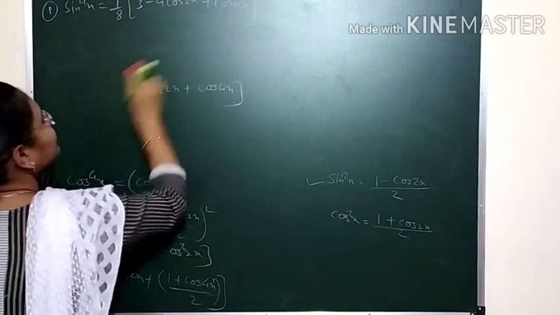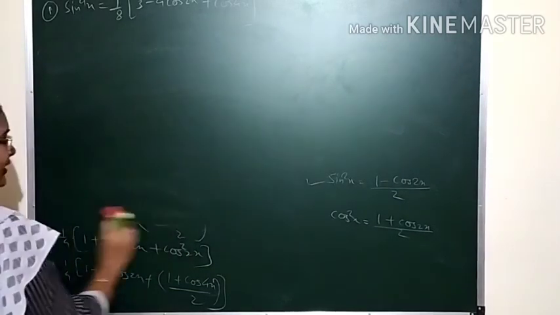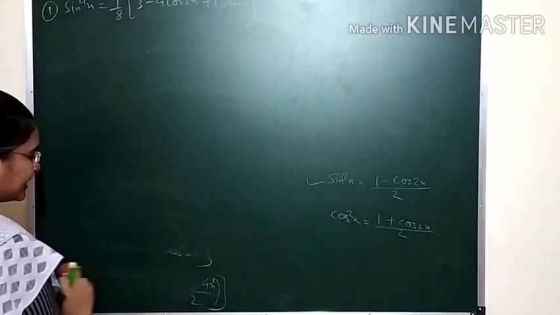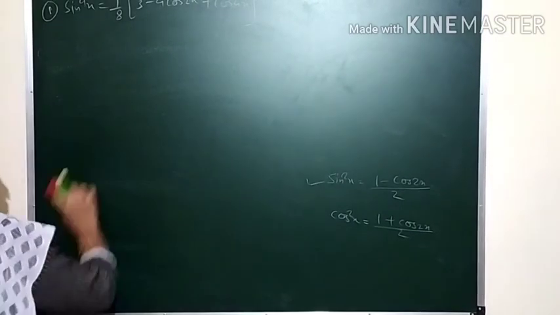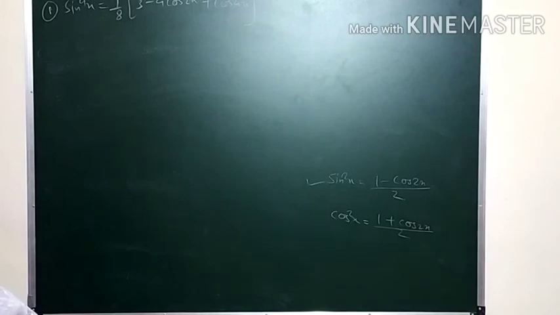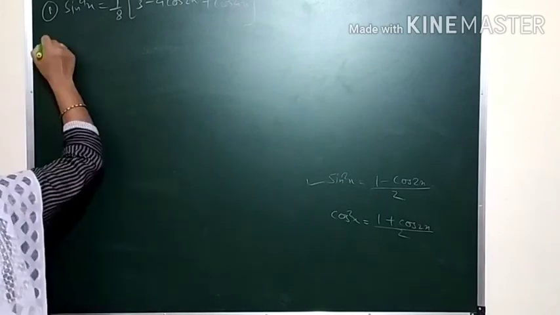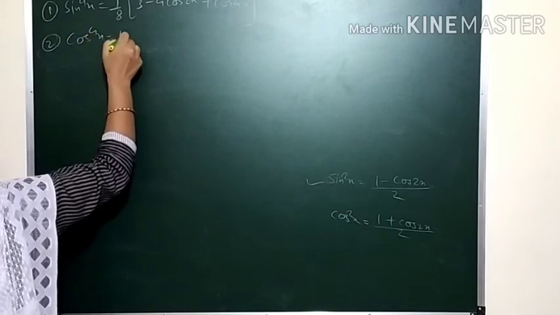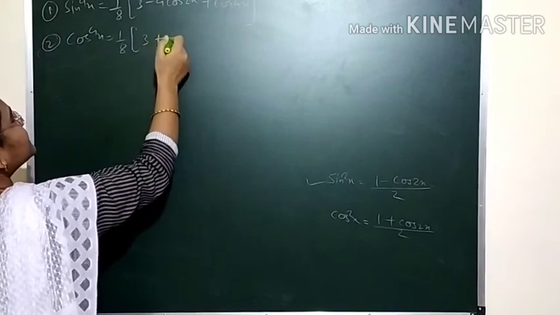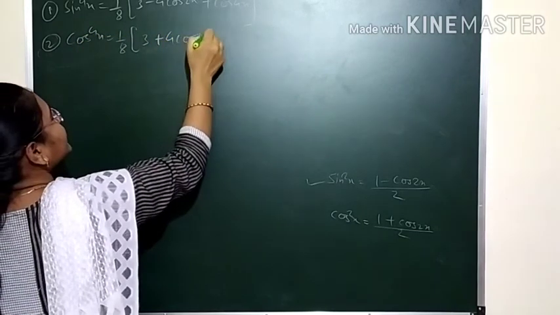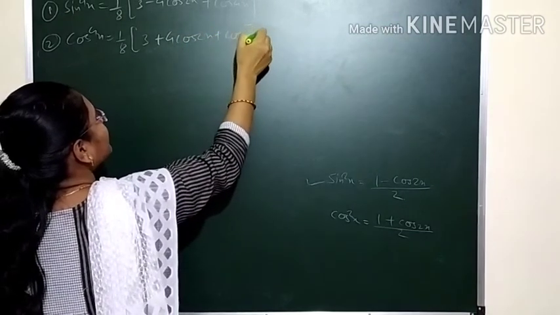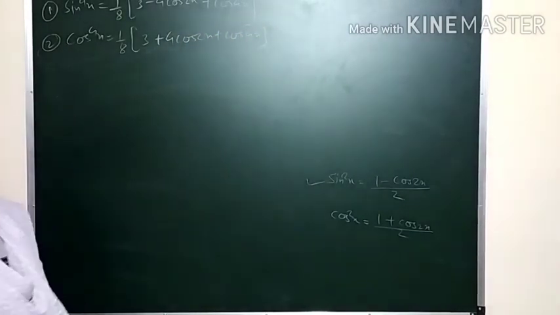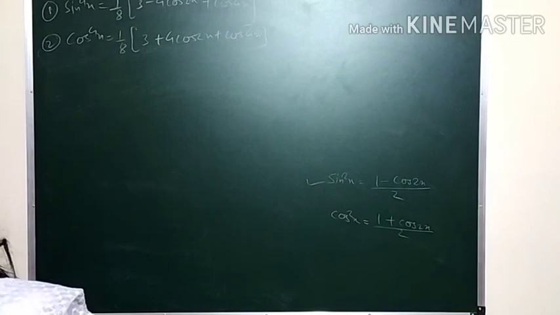So here we can write it. Are you getting it, student? You also write it in your notebook. You try to solve this once you see the video, and try it in your notebook. So it will be cos raised to 4x equals 1 by 8 into 3 plus 4 cos 2x plus cos 4x. Any doubt?